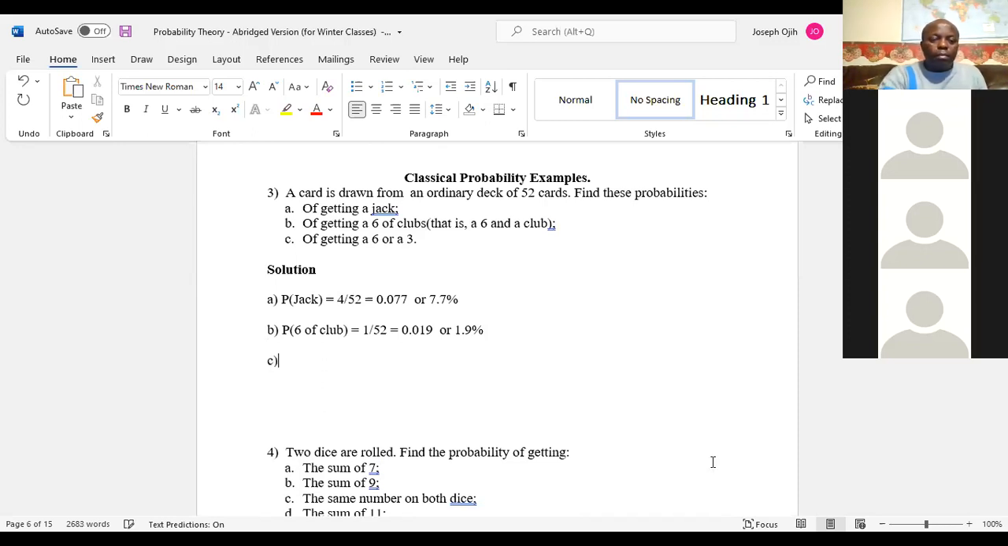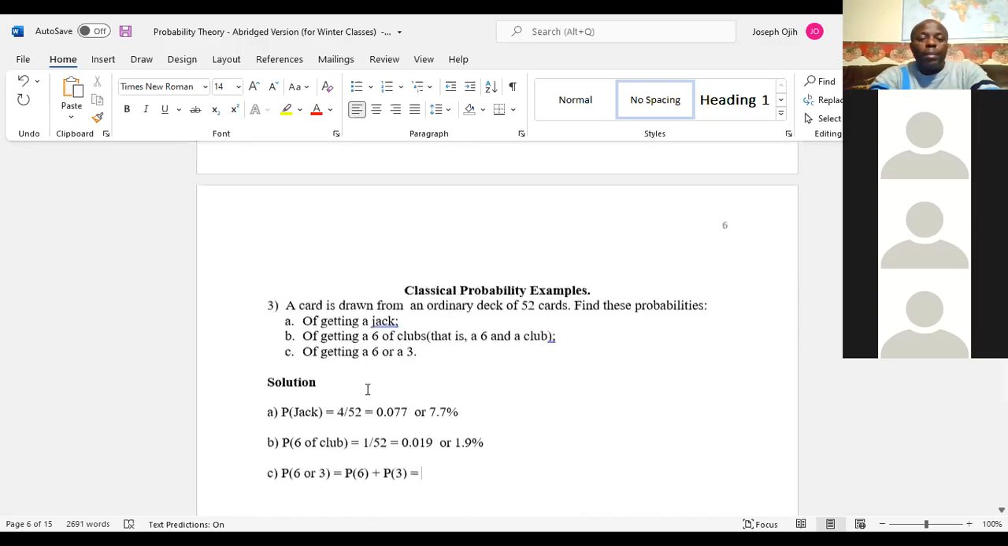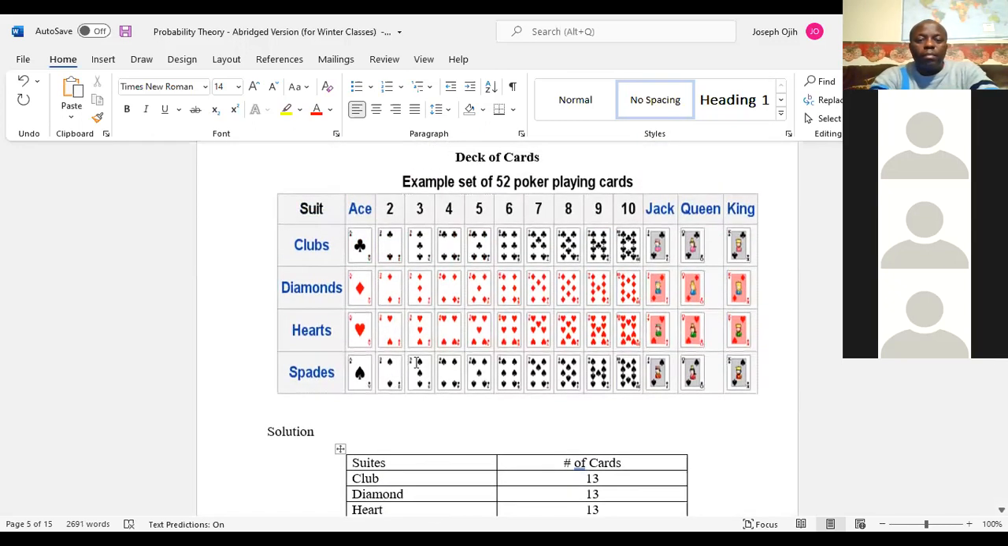Next, getting a 6 or a 3. The probability of getting a 6 or a 3 equals the probability of getting a 6 plus the probability of getting a 3. How many cards have the number 6 on them? 4 of them. These are the cards that have 6: 1, 2, 3, 4.